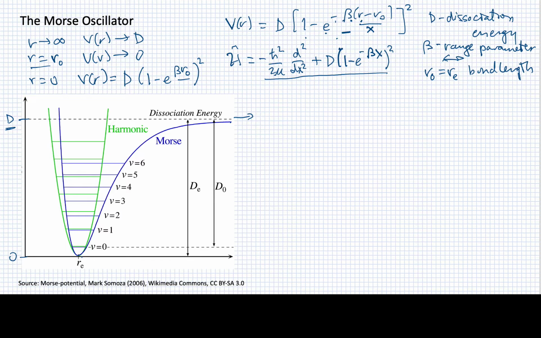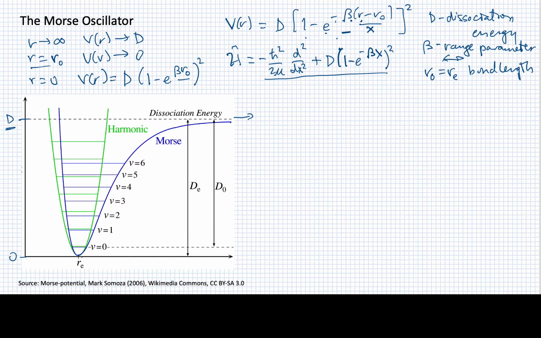Now, I'm not going to go through the process of solving it, but it turns out that the Morse potential is another one of those rare problems in one dimension that actually can be solved exactly, and has been solved exactly.